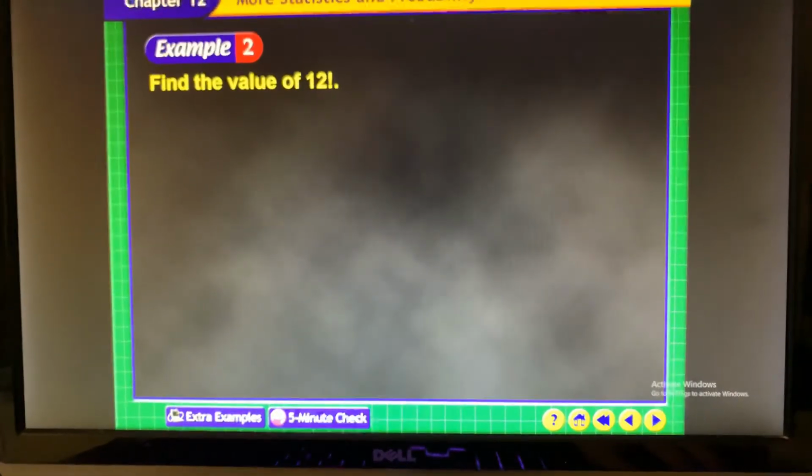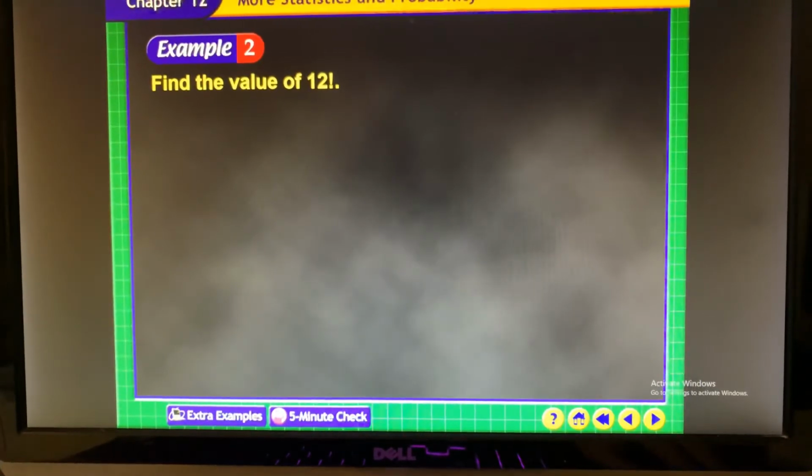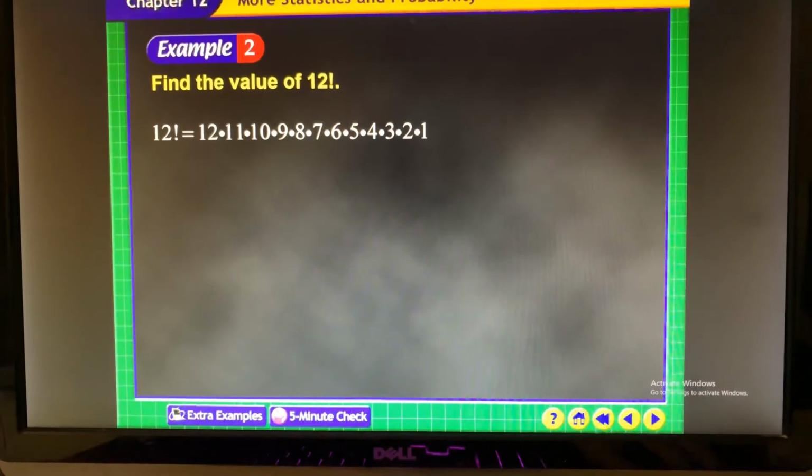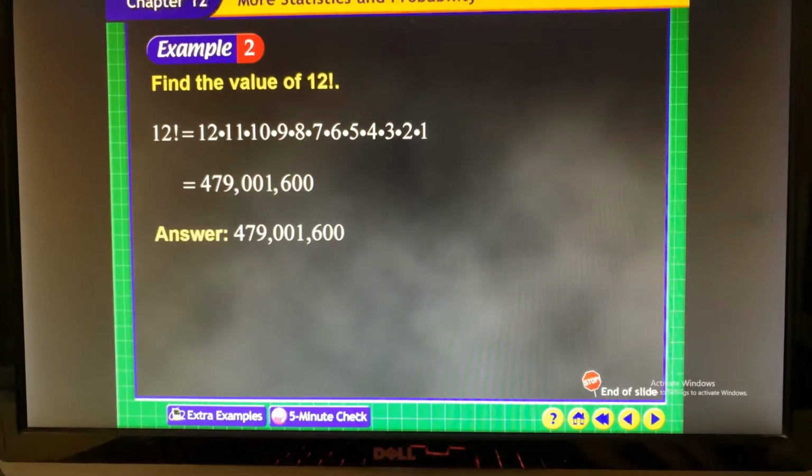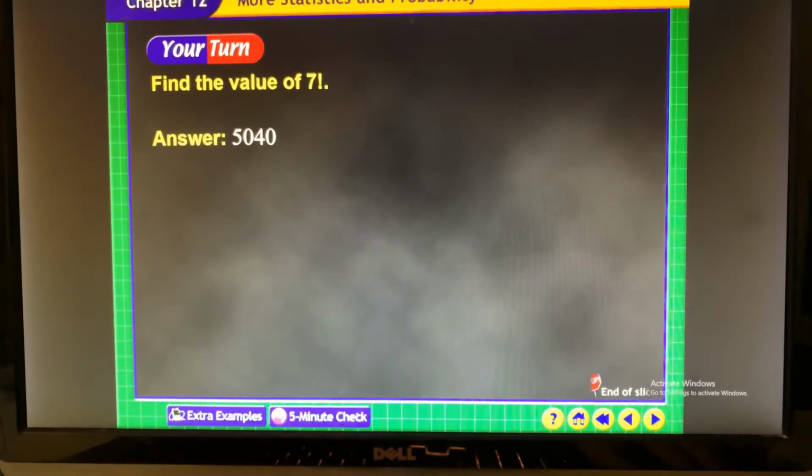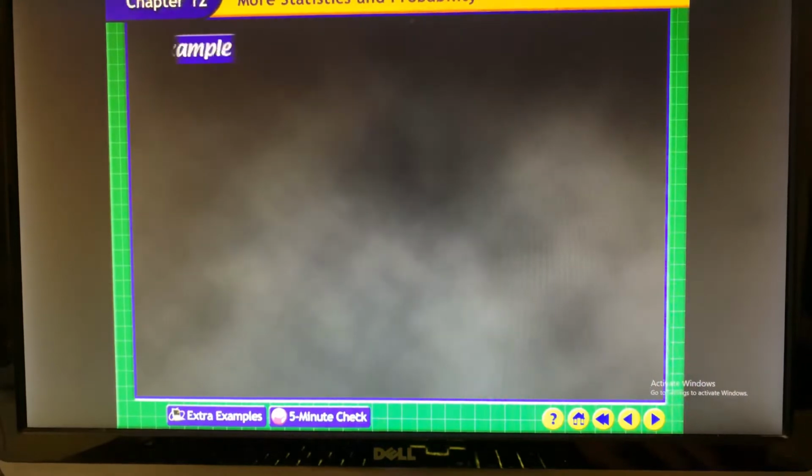These are your factorial. So this is just practicing how to do factorial on your calculator. So 12 factorial is just the countdown of multiplication from 12 all the way to 1. So I'm just going to go quickly through these. 7 factorial is 7 times 6 times 5 times 4 times 3 times 2 times 1.